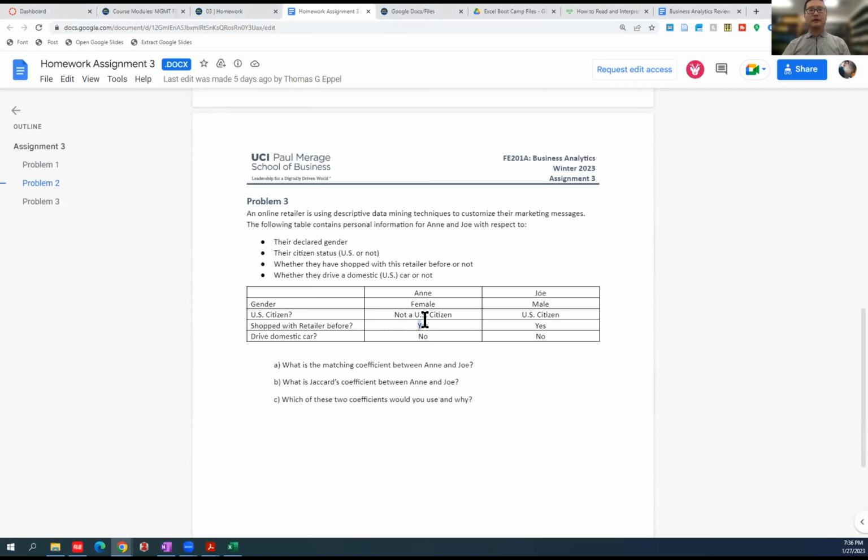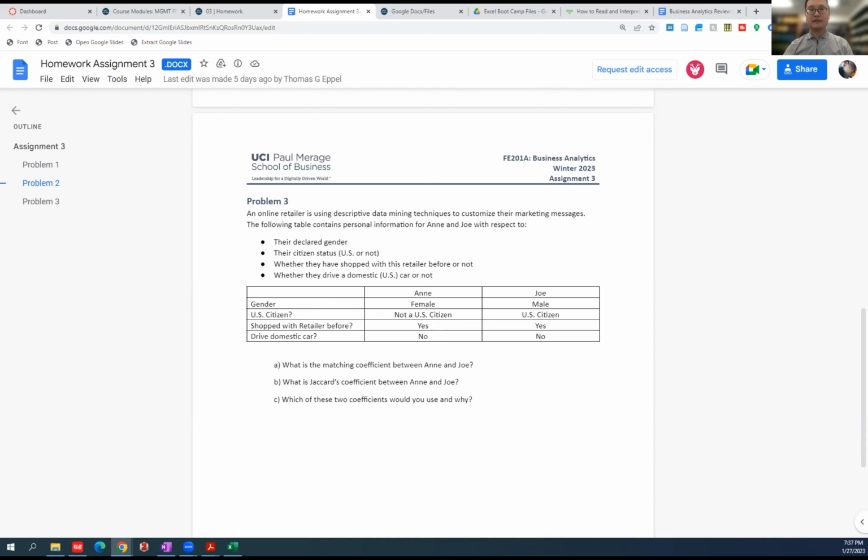So the conventional option is that when, for example, both people answered yes that they shopped with the retailer before, we can code both answers as 1 and 1. And because neither drove a domestic car, we code 0 for each of them. However, it's possible that we flip the 0 and 1 coding, but we need to have a good reason for doing so.